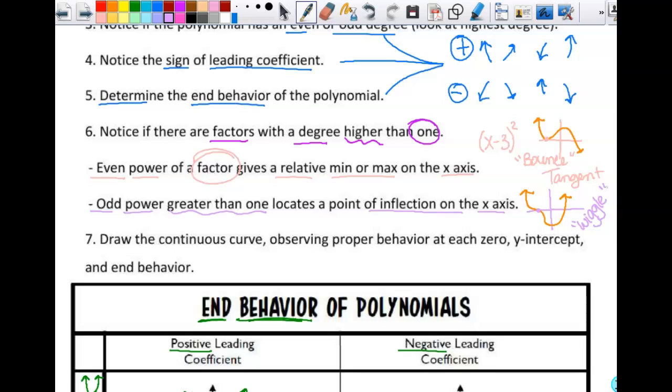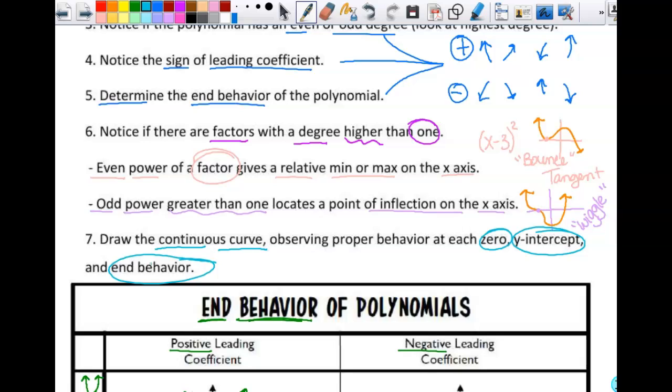And then we draw a continuous curve, because remember there's no discontinuity. I shouldn't have to pick up my pencil. You might want to, just to help you with the curve, but you could do it all in one stroke. Observe proper behavior at each zero, the y-intercept, and end behavior. So there's a long list of things to do, but it's really not that big of a deal. You just have to make sure you know all of that, because if you're missing any pieces, you're not going to be able to get through your whole graph. Any questions at this point?